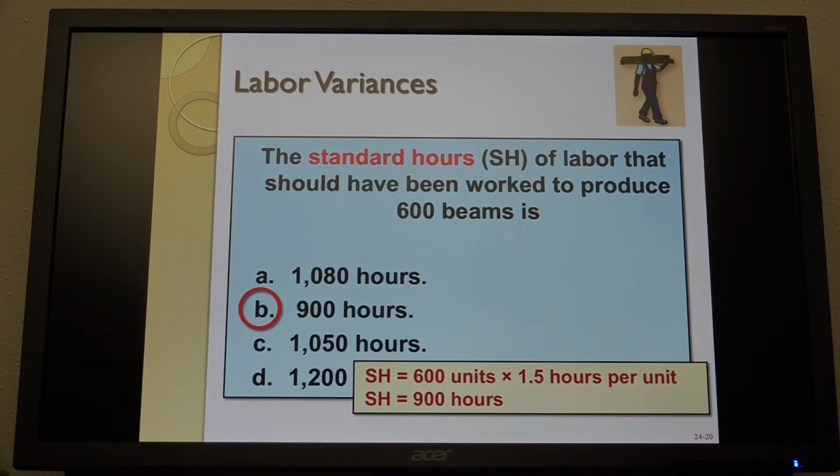The standard hours of labor that should have been worked to produce 600 beams is 900 hours. That's determined by taking the 600 units and multiplying it by the standard 1.5 hours per unit that it should take to produce a beam, or 600 beams.